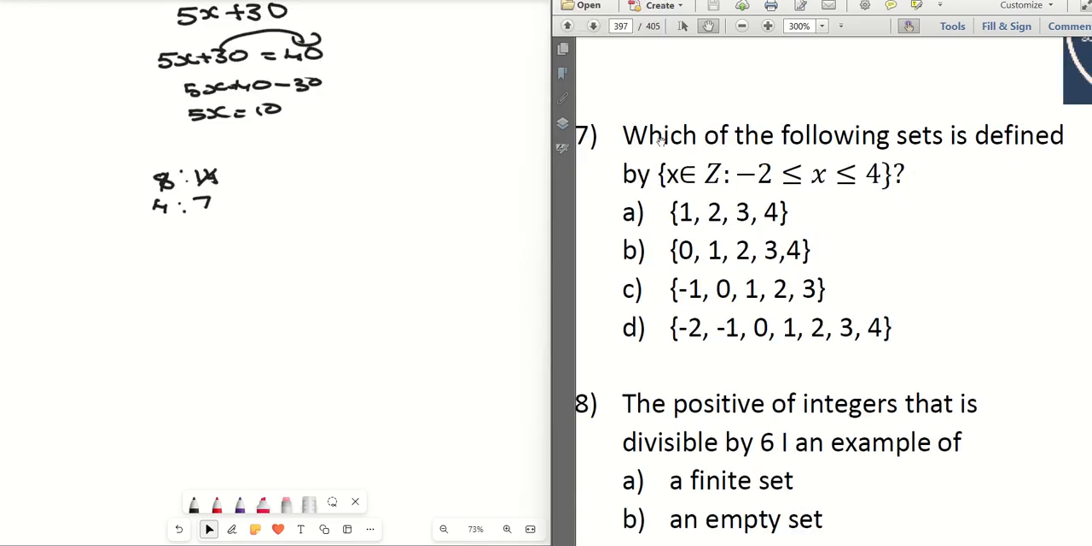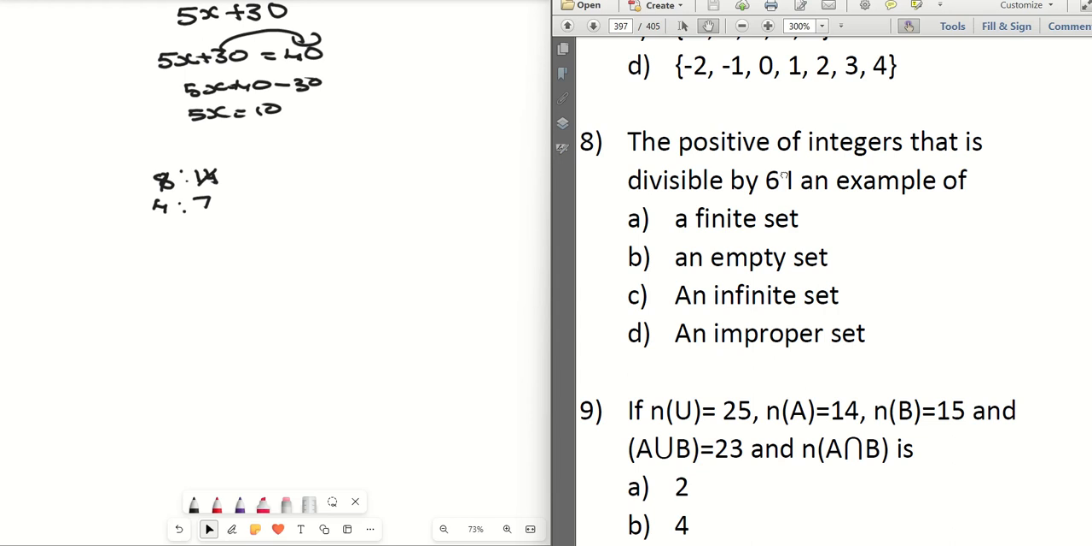Number 7, which of the following sets is defined as E is an element of Z, which is integers, such that... When you're reading this, especially for multiple choice, just know that this tells you the range. It ranges from -2 to 4, and we also say it's equal, so that means it includes -2 and it includes 4. So when you're looking at your options, you're looking for something that has -2. Only D has -2, so you know for a fact, through a process of elimination, the answer for number 7 is D.